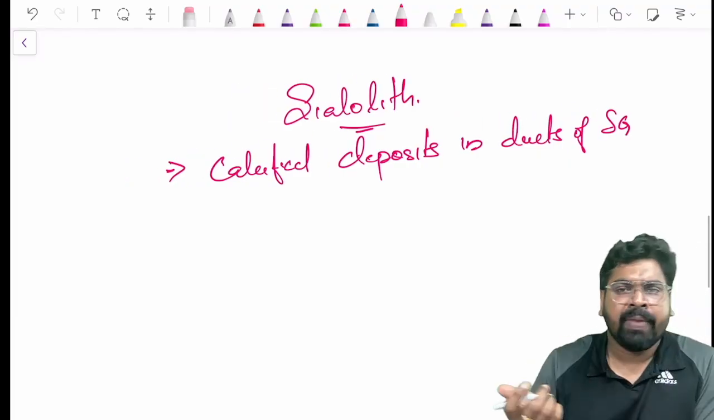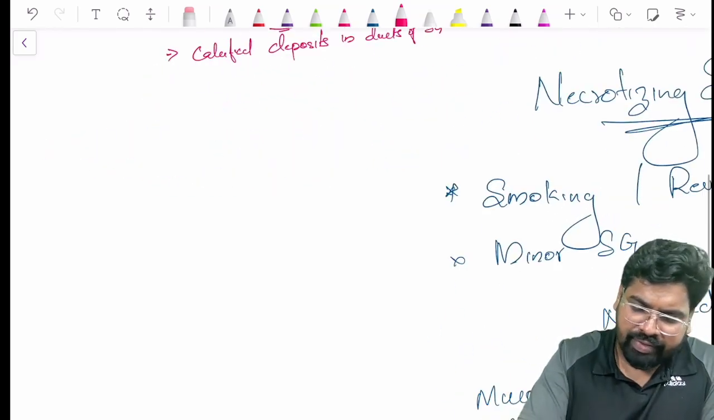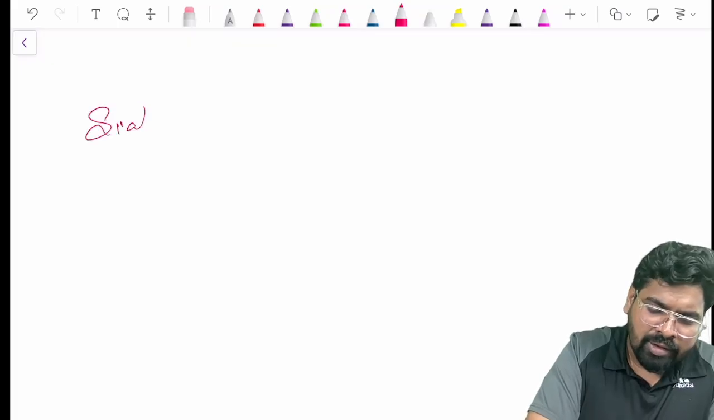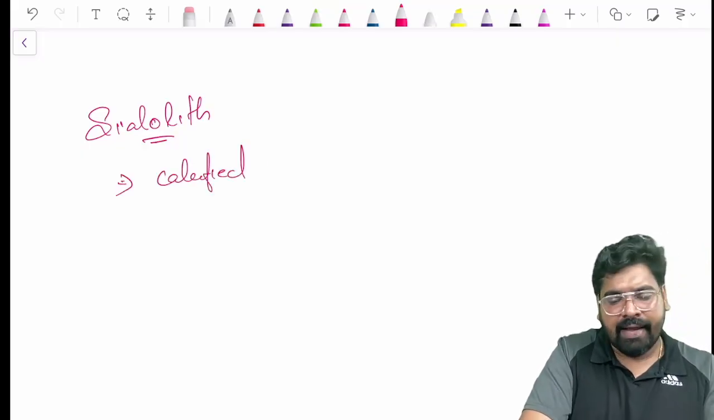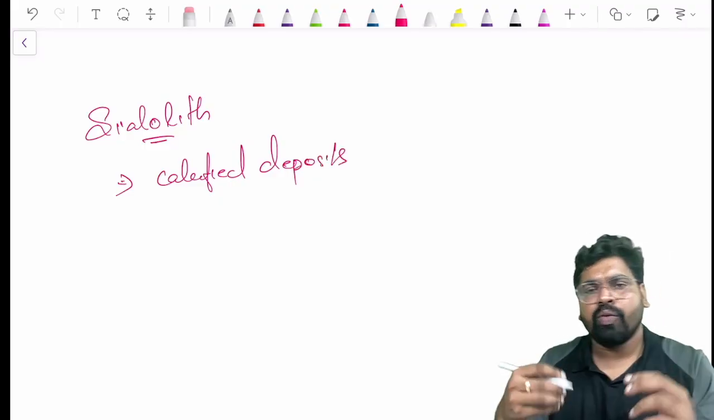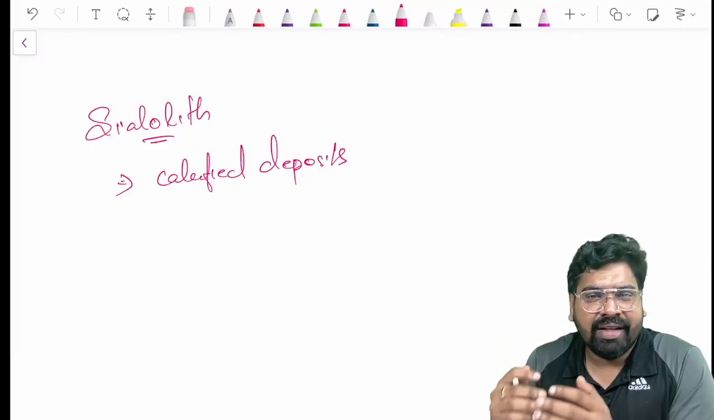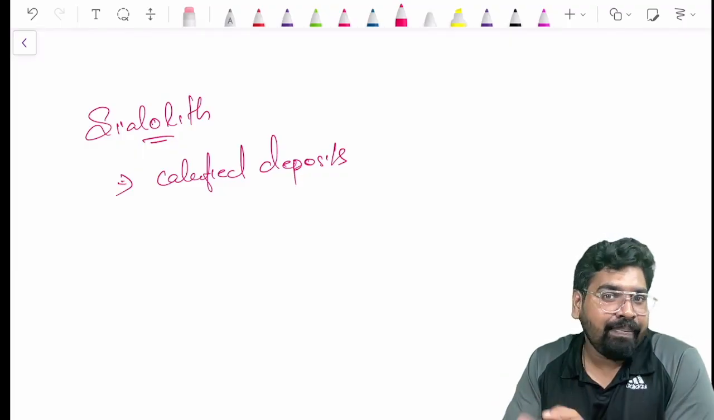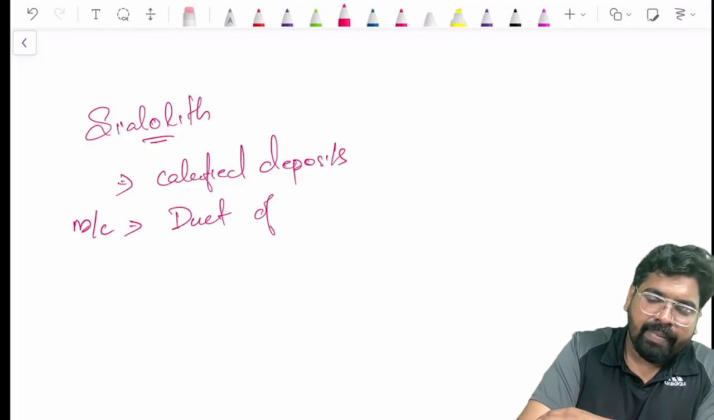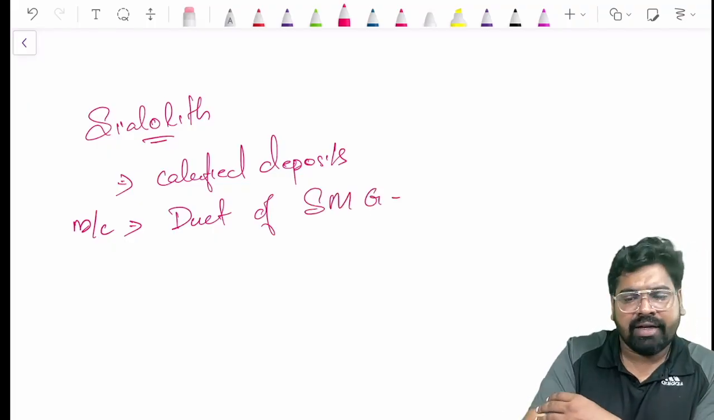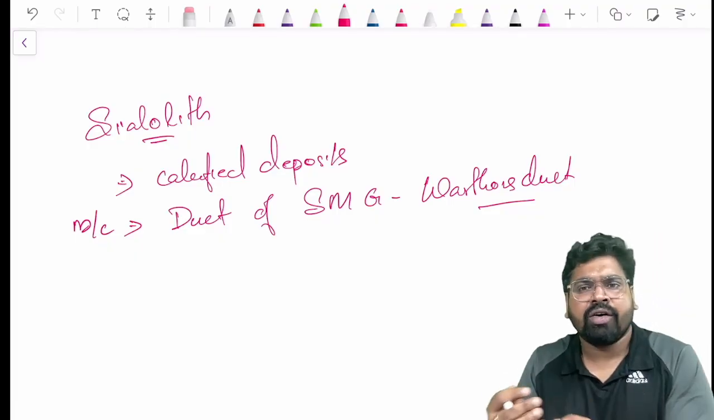So that is sialolith. Now, what to learn in the sialolith is that those are calcified deposits. Now, what is the main reason and where is sialolith commonly seen? Sialoliths are most commonly seen in the duct of your submandibular gland, and you know the name of the duct, that is your Wharton's duct.